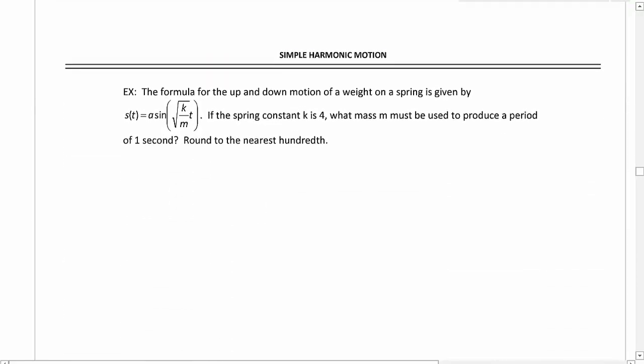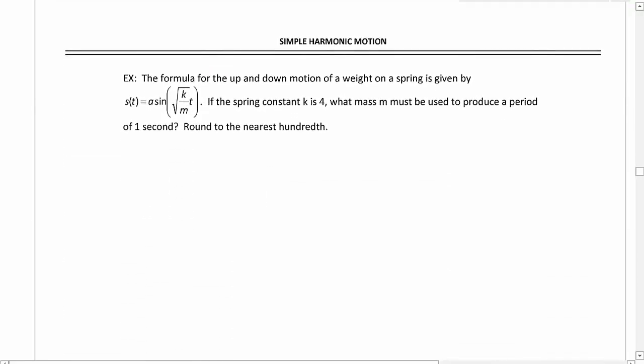Let's try another one. It's a little bit different. The formula for the up and down motion of a weight on a spring is given by s of t equals A times sine of the square root of k divided by m times t. If the spring constant k is 4, what mass m must be used to produce a period of 1 second, rounded to the nearest hundredth?